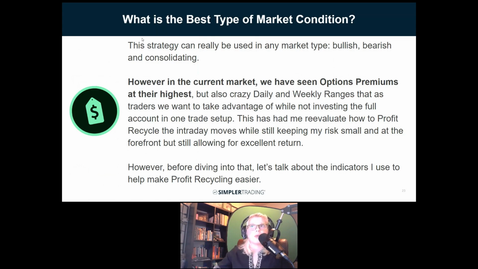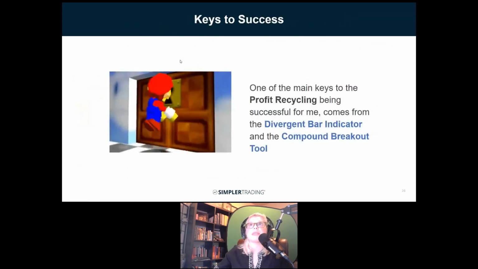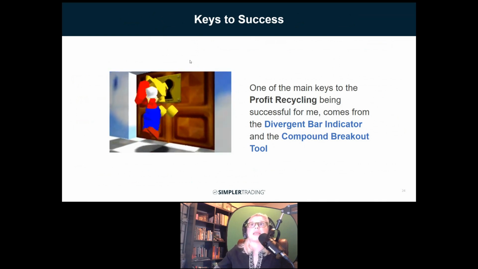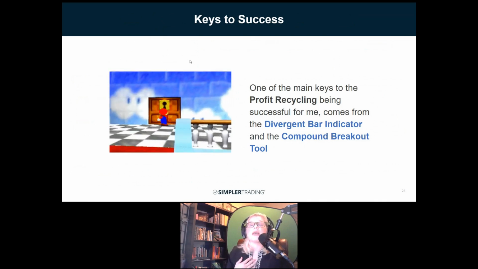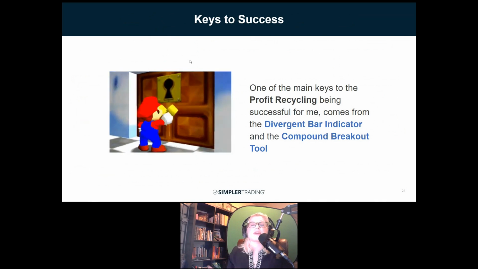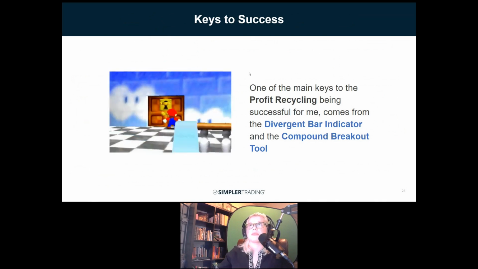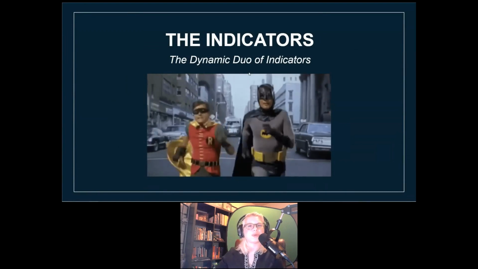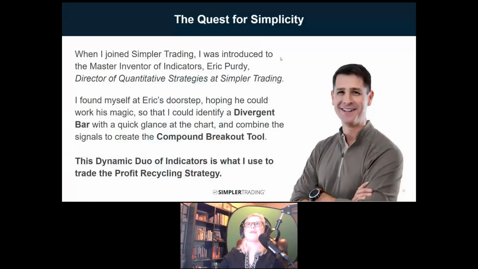But before we go diving a little bit more into that, let's talk about the indicators I use to help make profit recycling a little bit easier. So, one of the main keys to profit recycling being successful for me comes from the divergent bar indicator and the compound breakout tool. It's what I like to call my dynamic duo of indicators, my Batman and Robin.